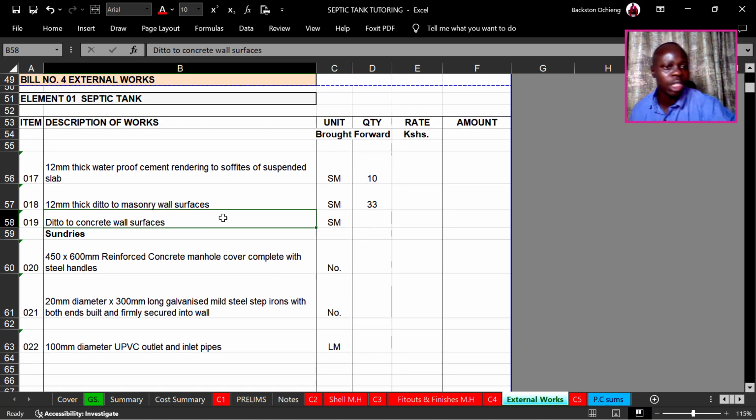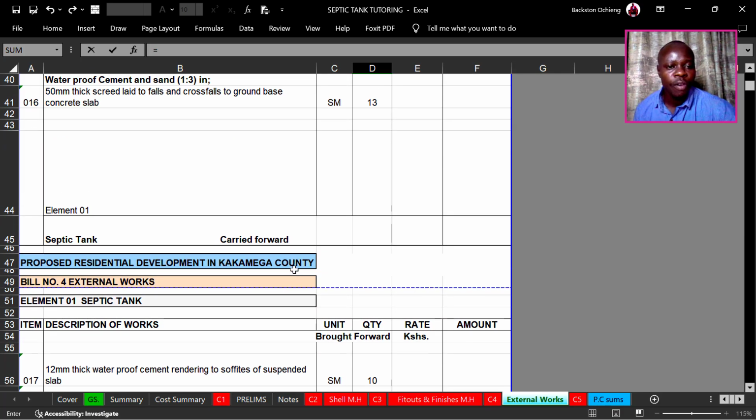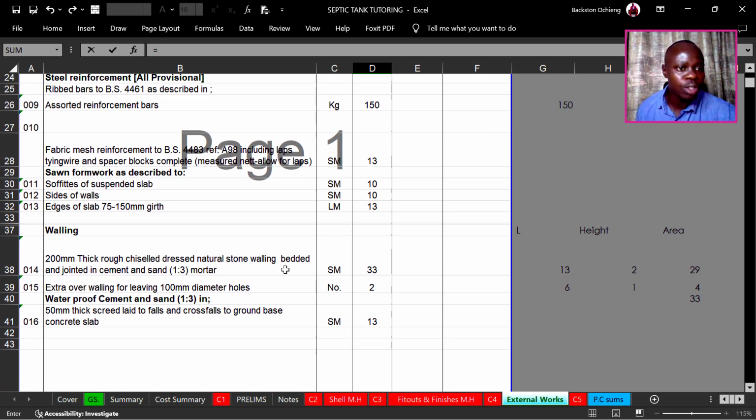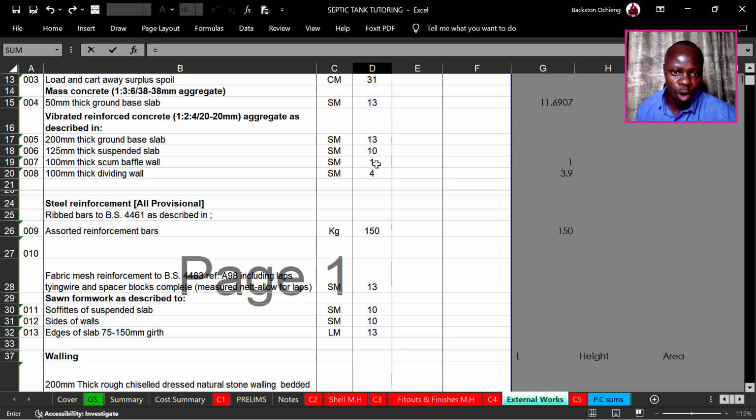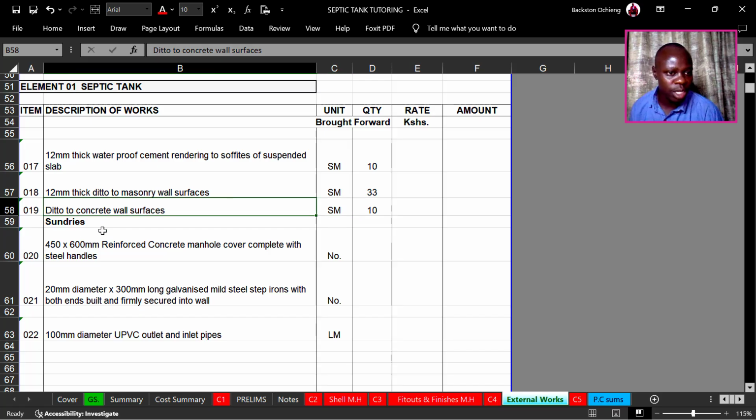Then render to concrete wall surfaces. So this one is the waterproofing that is going to be done for the scum baffle wall and also the dividing wall. So that particular area is equivalent to, we add that times 2, and then we also add this 4 multiplied by 2. All right, so once you have that, then we go to what we call the sundries.